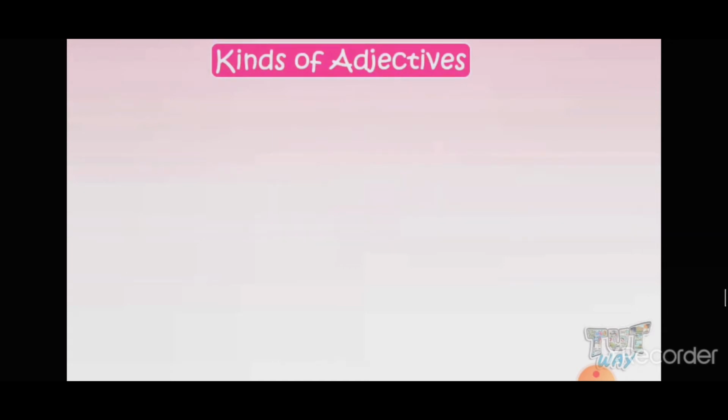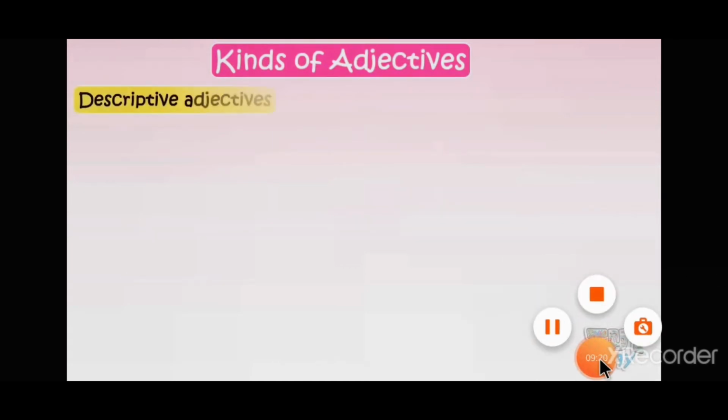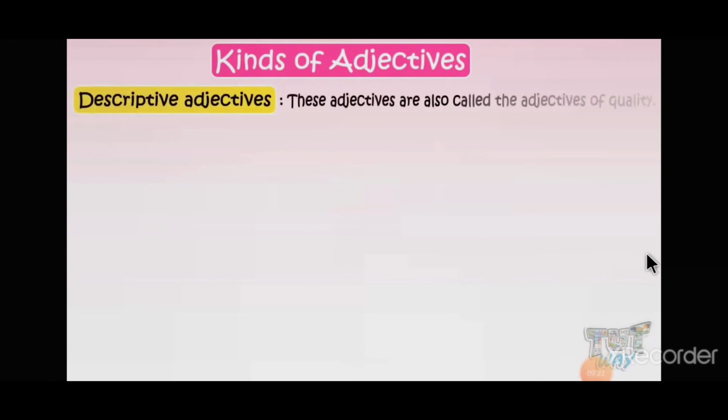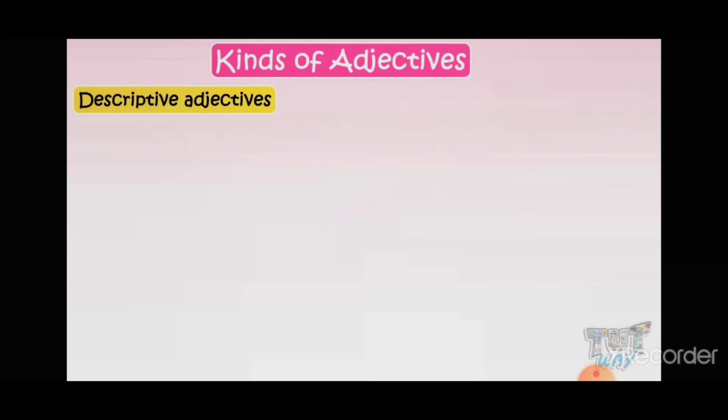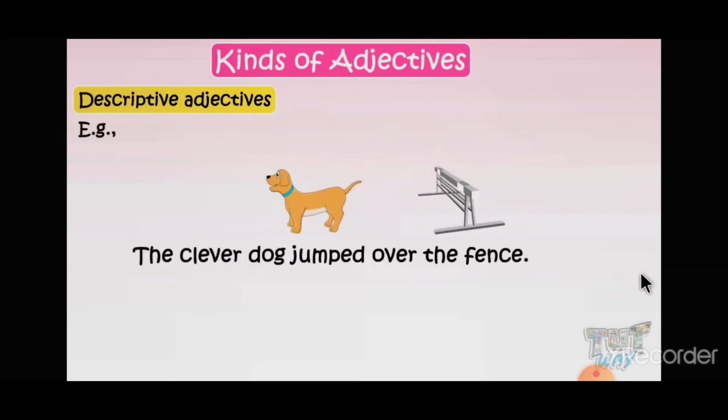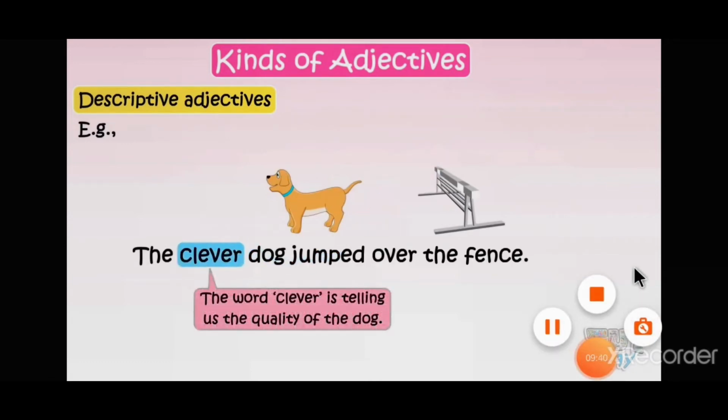So let's first learn about descriptive adjectives. These adjectives are also called the adjectives of quality. They tell us what kind of quality something has. For example, the clever dog jumped over the fence. Here, the word clever is telling us the quality of the dog, so it is a descriptive adjective.